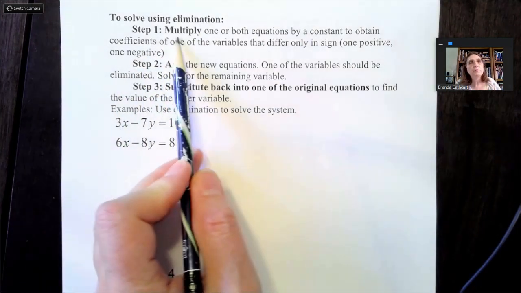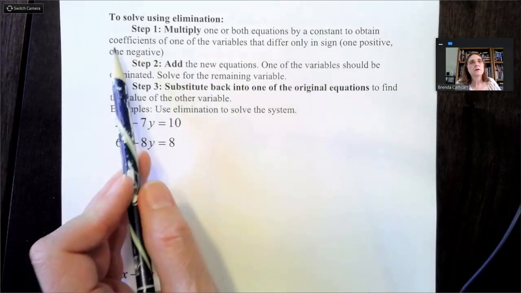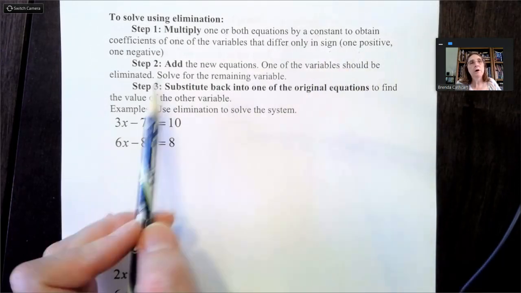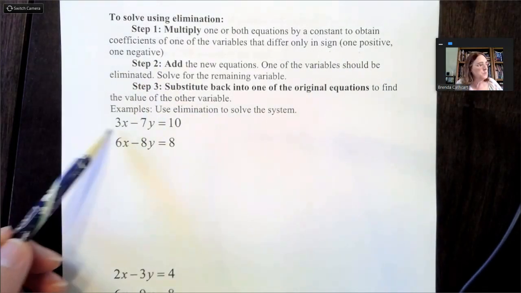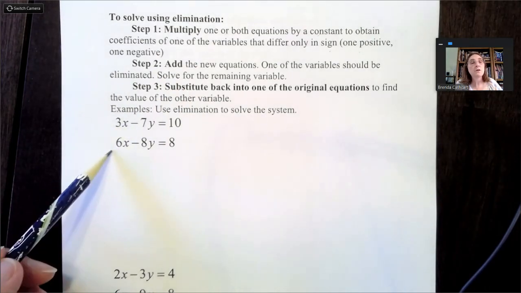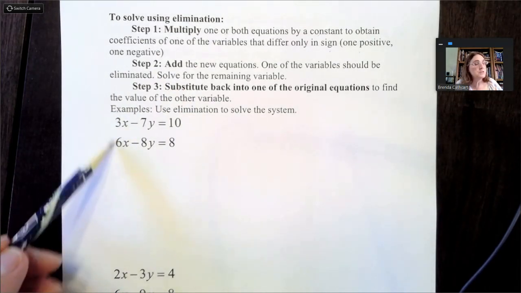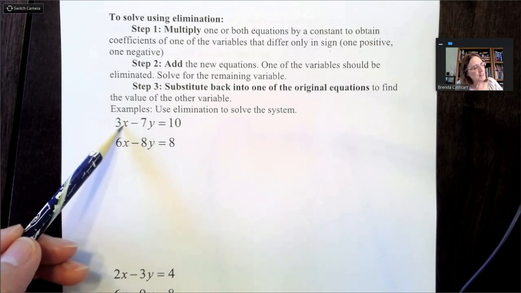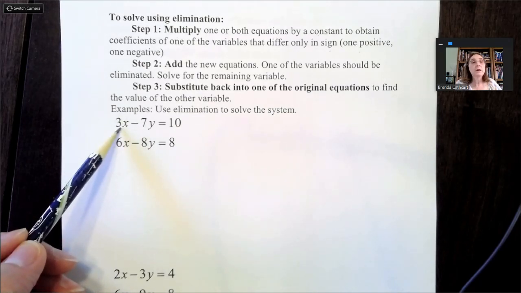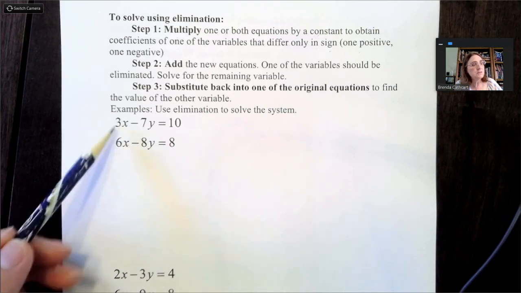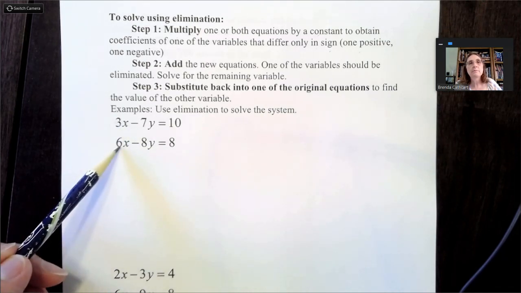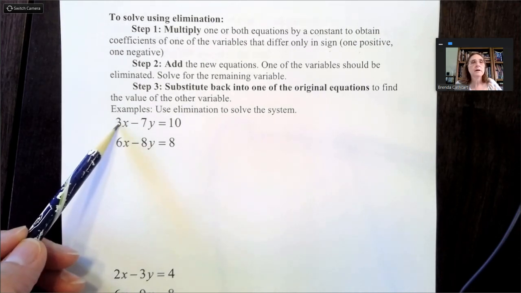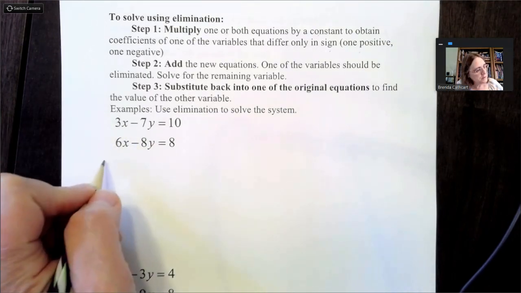The first step is to multiply one or both equations by a constant to obtain coefficients of one of the variables that differ only in sign. One would be positive and one negative. As we look at this system that we're going to be solving, I notice that the coefficients of x are 3 and 6. If I could somehow get this first equation's coefficient of 3 to be a negative 6, then these two terms would add to 0. So what we're going to do is take this first equation and multiply it by negative 2.